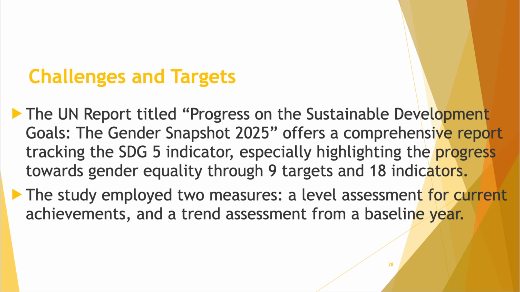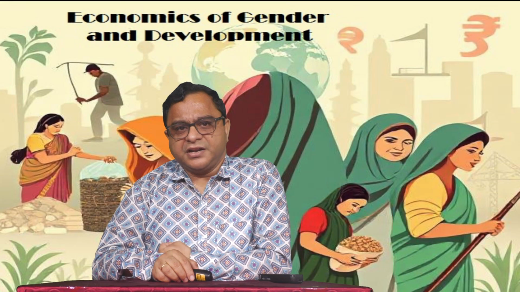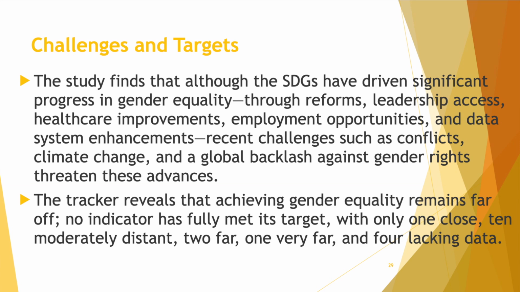So this study employed 2 measures, a level assessment for current achievements and the trend assessment from a baseline year. The study finds that although the SDGs have driven significant progress in gender equality through reforms, leadership access, healthcare improvements, employment opportunities, and data system enhancements, recent challenges such as conflicts, climate change, and a global backlash against gender rights threaten these advances. The tracker reveals that achieving gender equality remains far off.